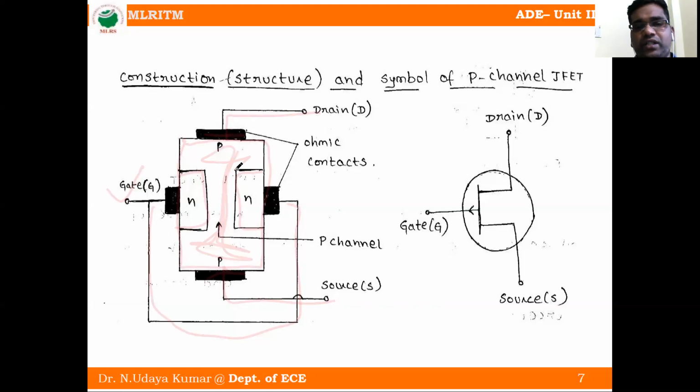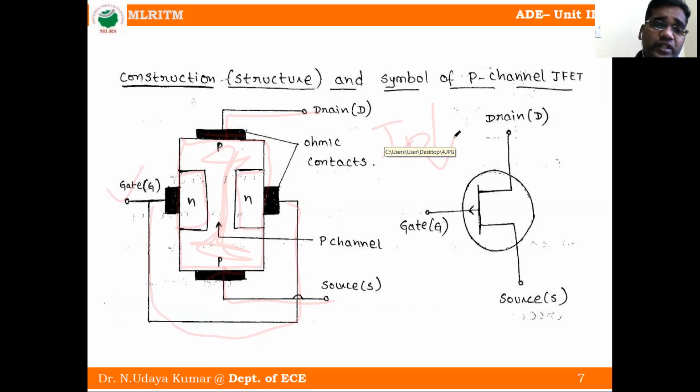If charge carriers are moving from source to drain, it means current will flow, the drain current ID. The current is called the drain current, flowing from drain to source. Charge carriers flow from source to drain whenever it is connected to the battery, so current flows from drain to source.